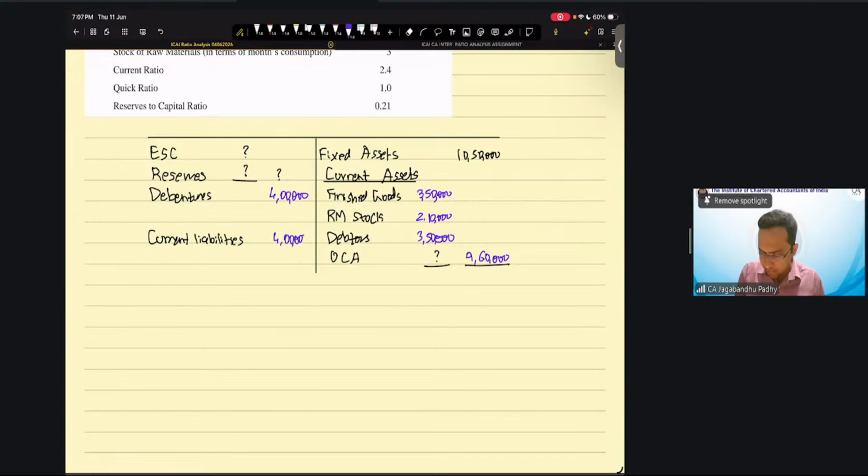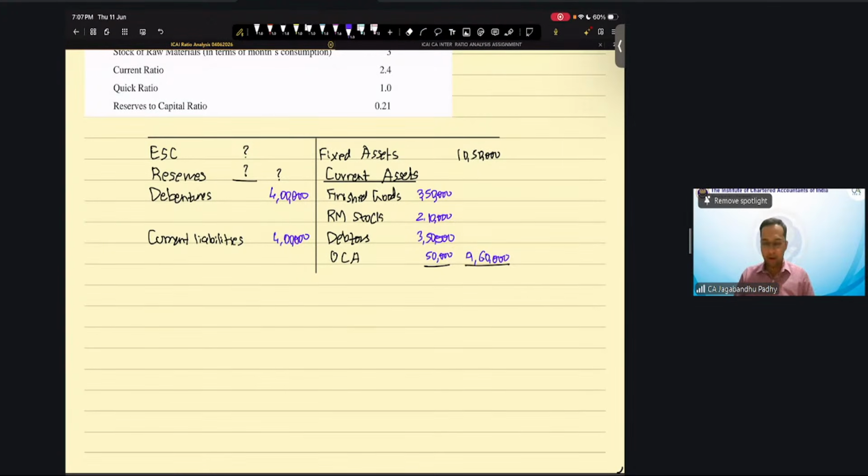Okay. Now can we get the other current assets value? Definitely yes. Other current assets will be the balancing figure. So what's the balancing figure? Other current assets. The balancing figure, other current assets. 50,000, right? Okay, great.